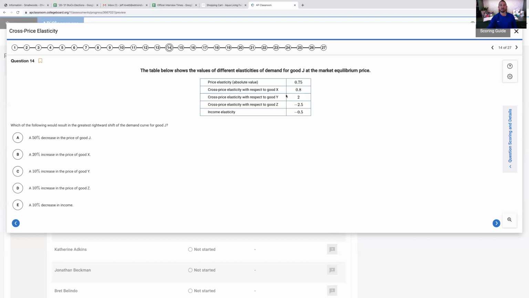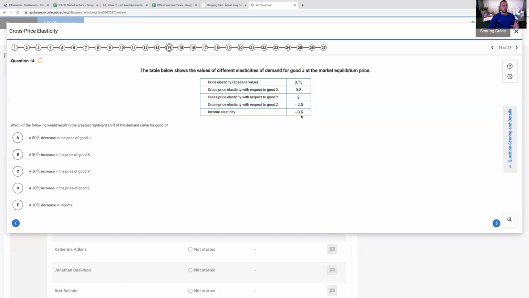If there's a negative, so you know X and Y are substitutes of good J. If you get a negative coefficient like you do with good Z, it means that the price of good J goes up, you stop buying it, and you stop buying good Z. So you would get a negative coefficient there. So if you get a negative coefficient, the goods are complementary goods. Okay, then income elasticity is what we did on number 13. If it's negative, it's an inferior good. Positive, it's a normal good.